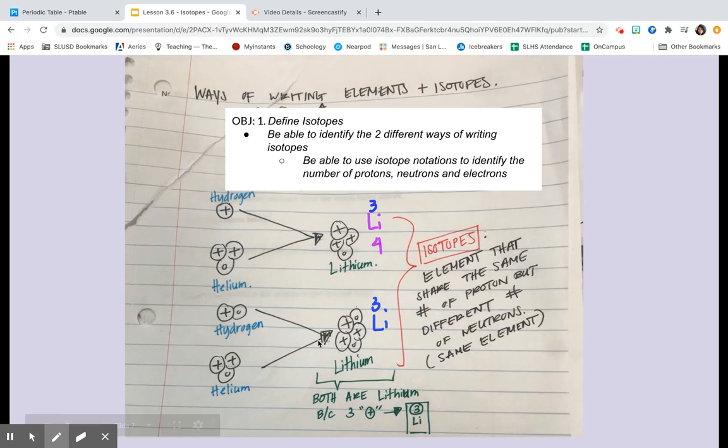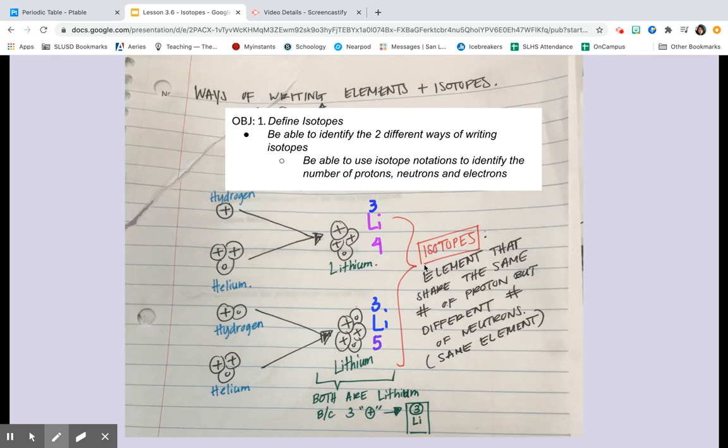But if I look at the neutrons, these ones had 2 neutrons. These ones have 2 neutrons, so if I add up all of the masses together, it doesn't add up to 4 this time, it adds up to 5. 1, 2, 3, 4, 5. So 5 neutrons and protons make up my mass. Both of these are lithium, but their masses are different. So this is what we call isotopes.